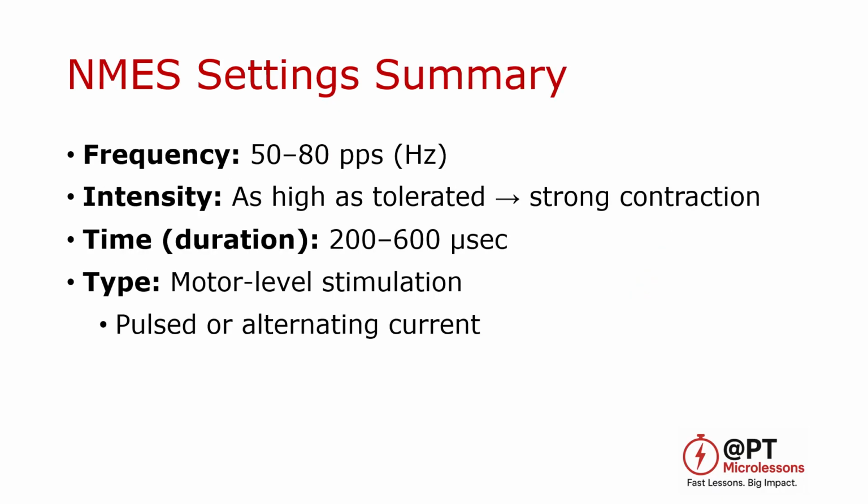To summarize this, for frequency, we should set between 50 and 80 pulses per second, or hertz, to achieve a strong sustained contraction. Intensity should be set as high as the patient can tolerate, aiming to produce a strong muscle contraction. The duration should be high, at least 200 microseconds. For type, we are targeting a motor level response, and that can be achieved using either pulsed or alternating current.